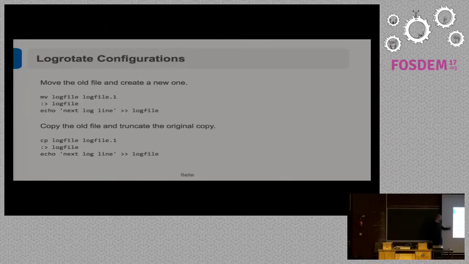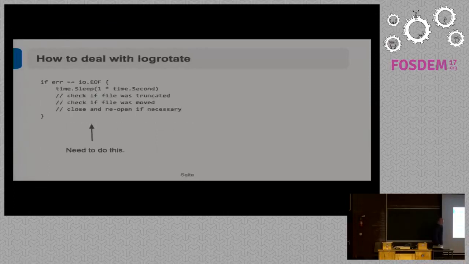It's just truncated. But I wanted to support both configurations, because you never know how somebody configures logrotate, right? So if we want to extend our program so that it can deal with these things, what we need to do is, like here where we wait a second and then try again if there are new lines, we somehow need to check if the file was truncated. We need to check if it was moved. And if it was moved, we close it and open it again so that we make sure that our tool points to the correct file that we actually want to monitor.